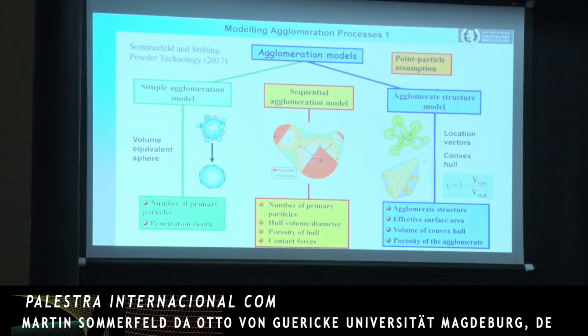This on the right-hand side, okay, it was a nice study, but it's a very complex model, very computationally demanding. We have not yet done many large-scale systems, but the idea is to store all locations of the primary particles. So we get aggregate structure, fractal dimension, effective surface area, volume of the convex hull, porosity.